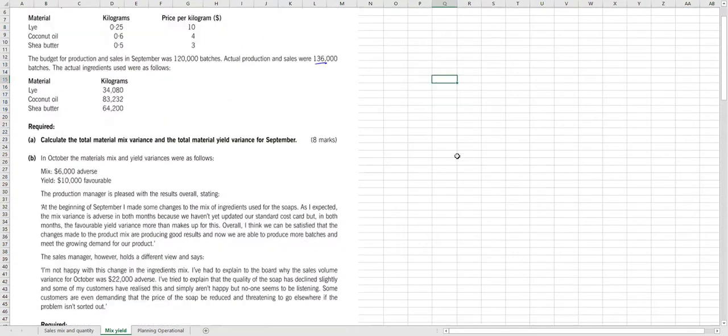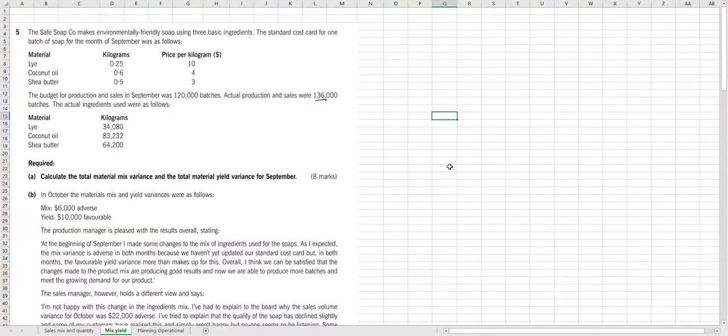Okay, next is mix and yield. It only happens in material variance. There is no mix and yield for labor. It is only for material. You studied in F2 material variances. One was the total variance, and then there was... divided it into price and usage. The usage can be further divided into more parts: the mix and yield.